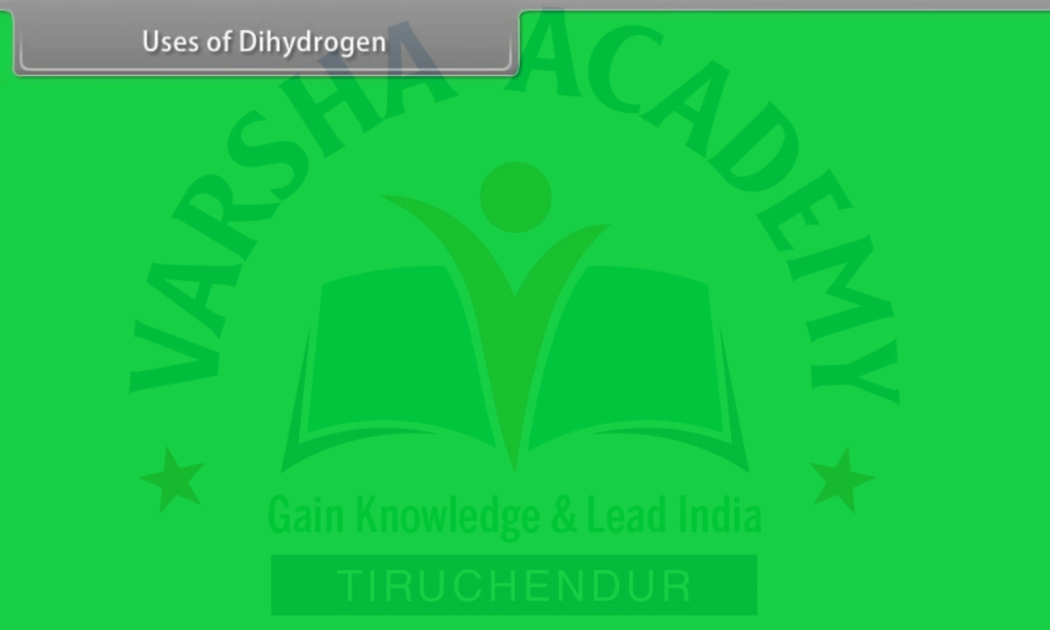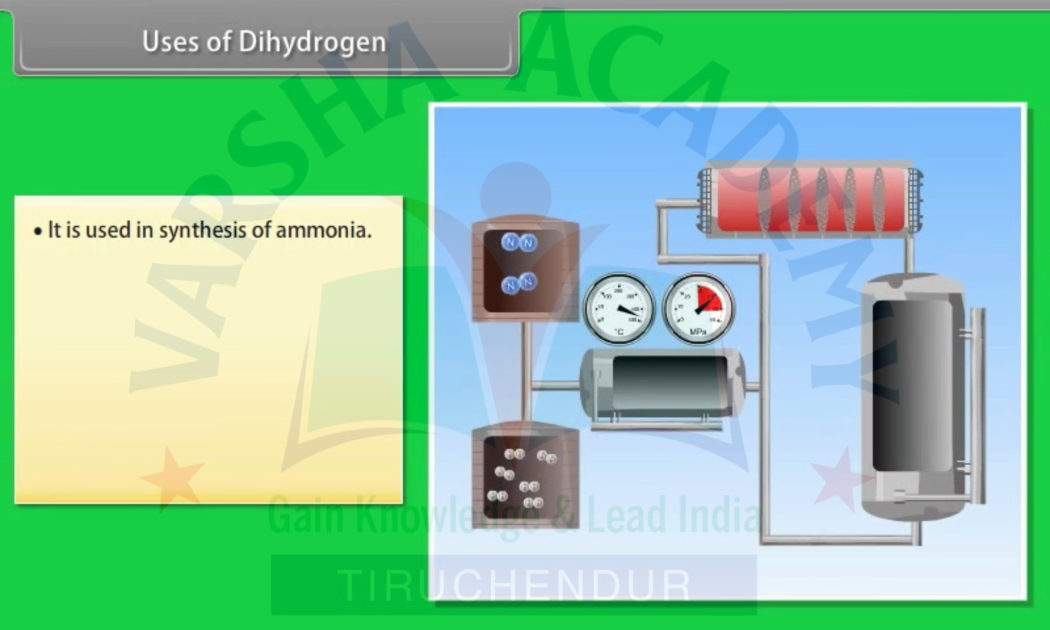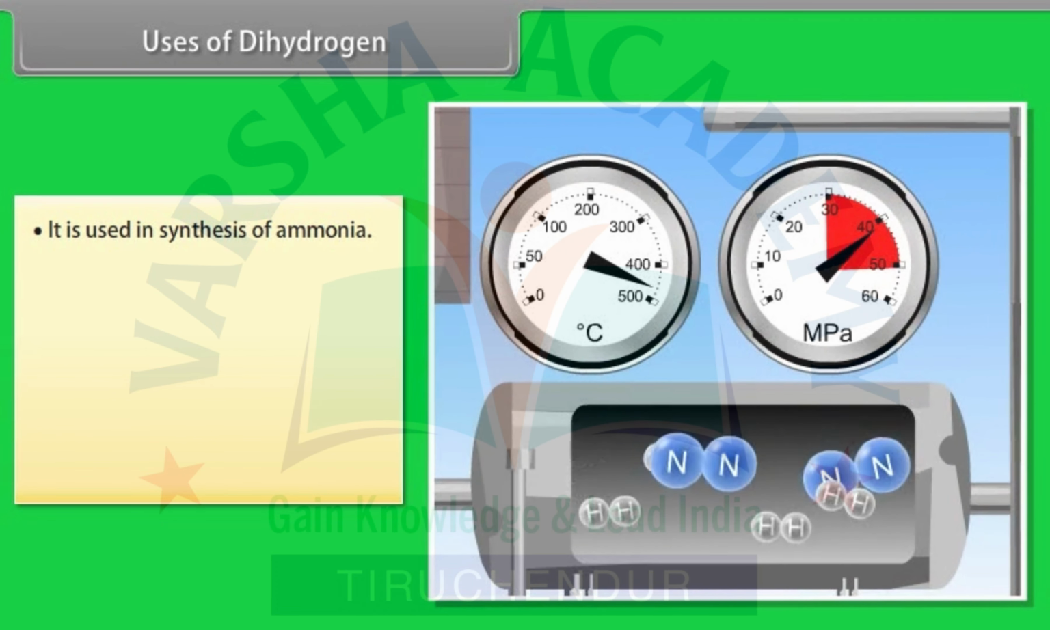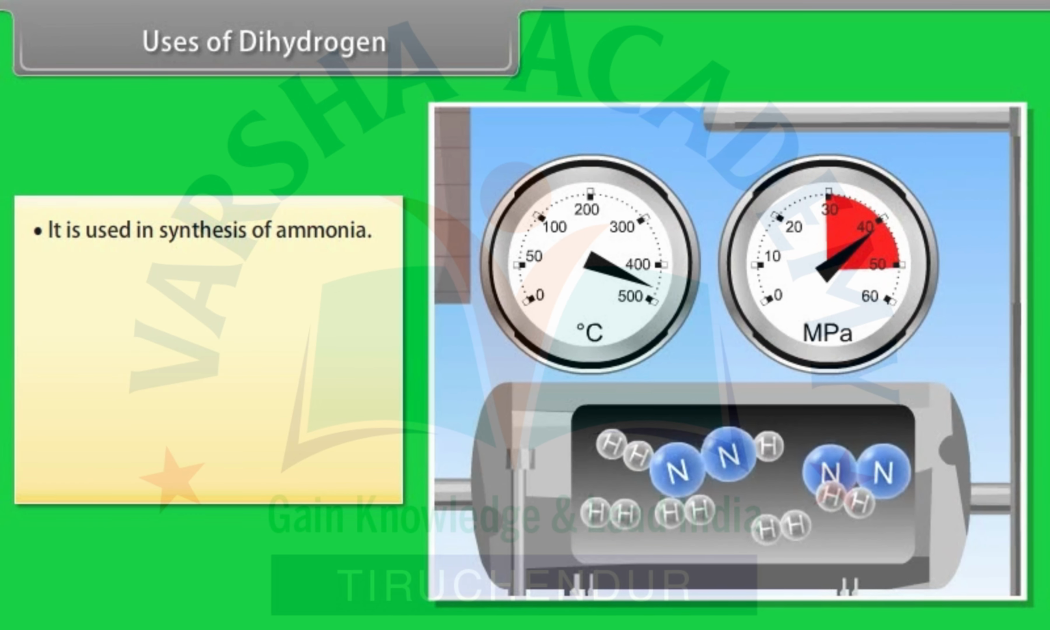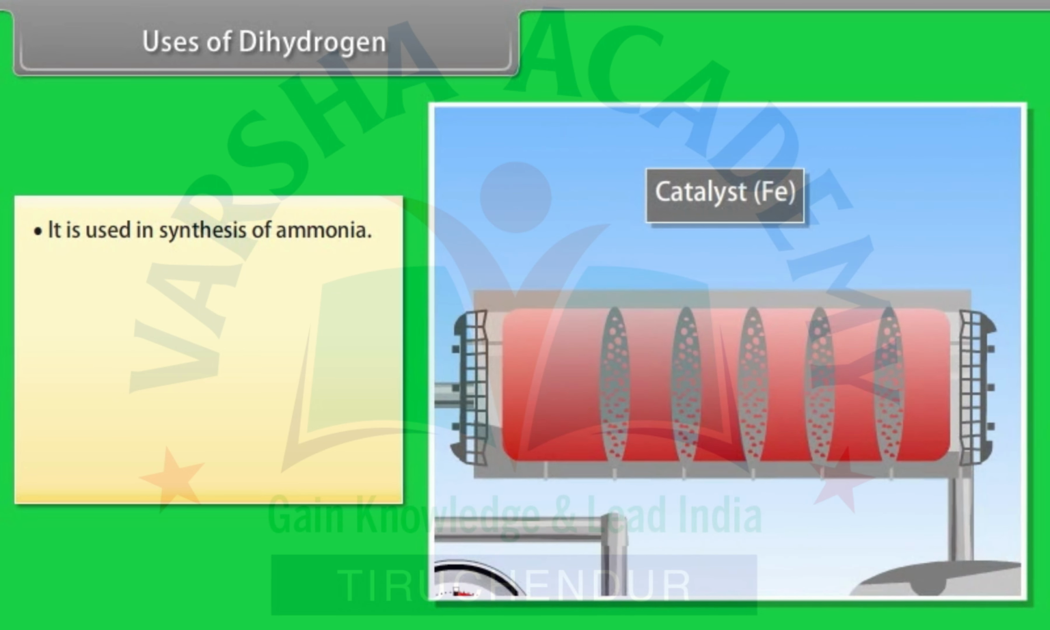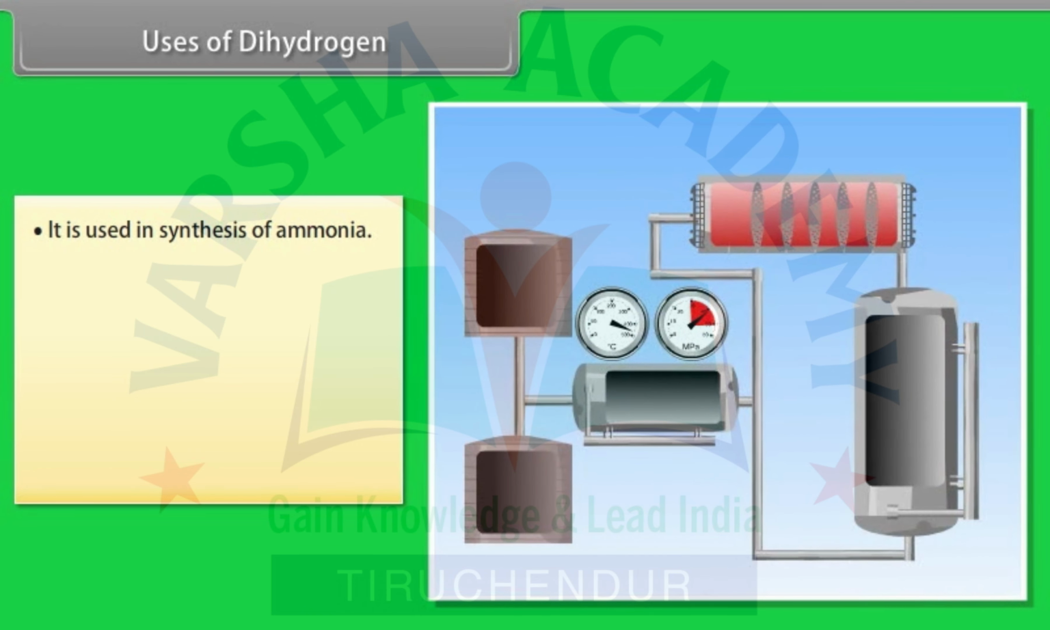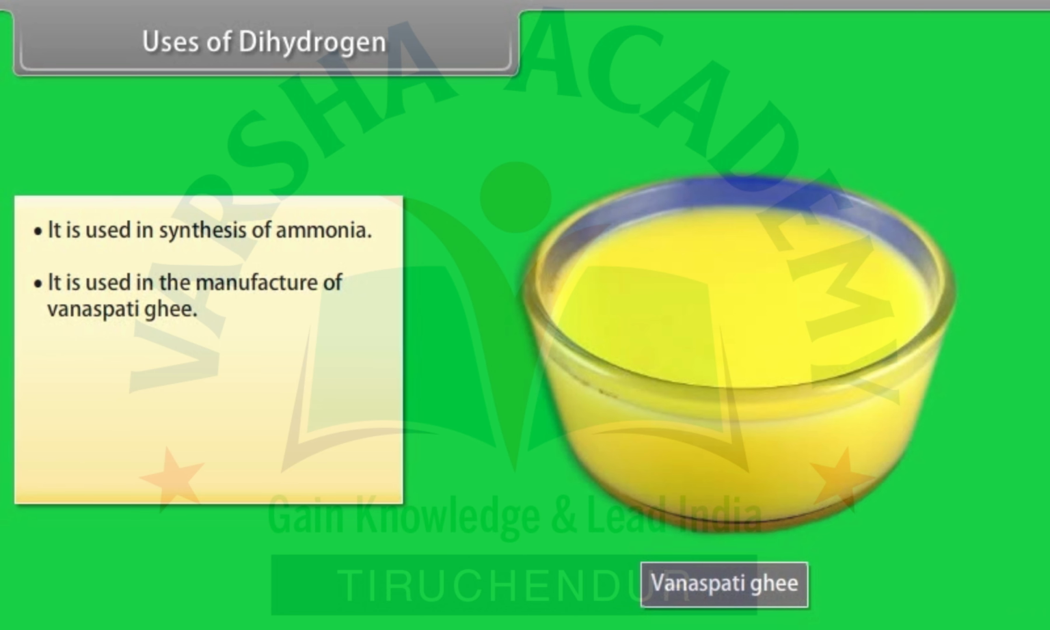Uses of dihydrogen. It is used in synthesis of ammonia. Nitrogen and hydrogen are passed to a heater, where these are heated up to a certain temperature. After that, they are compressed and then passed to a heater, where the reaction takes place. After that, the mixture is passed to a waste heat boiler, from which ammonia is cooled and then stored, and nitrogen and hydrogen are recycled. It is used in the manufacture of vanaspati ghee.